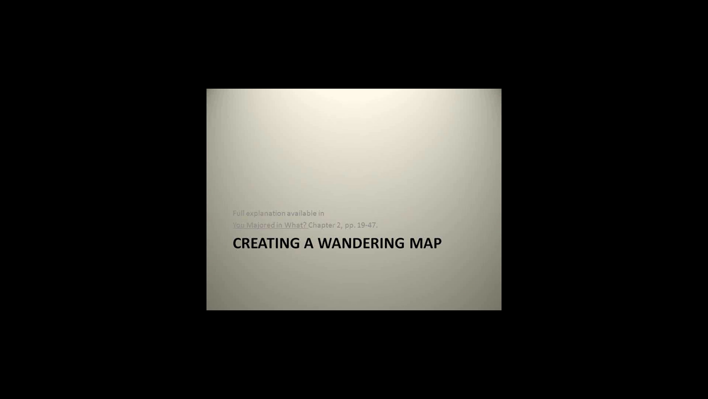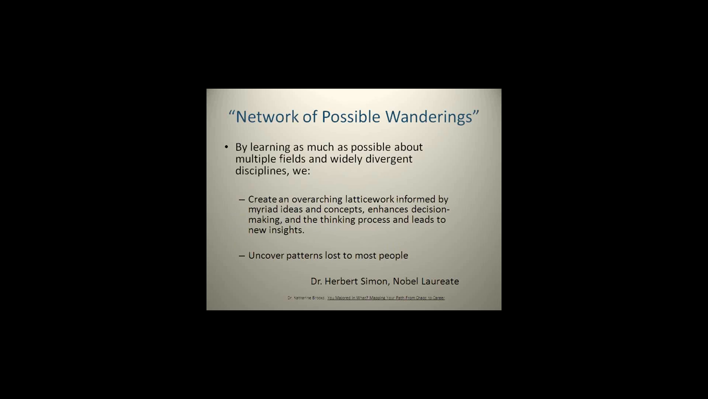So, okay, I want to quickly move into the type of map that I do, which I call a wandering map, and it is based on a phrase, the network of possible wanderings, from Dr. Herbert Simon. Basically Dr. Simon, who is the gentleman who created artificial intelligence, was asked at one point how he came up with artificial intelligence, how his team developed that.